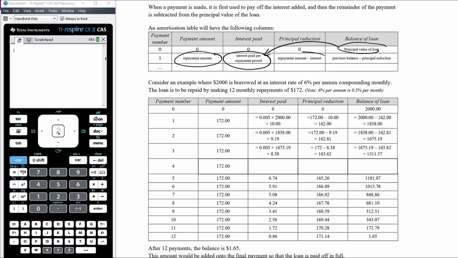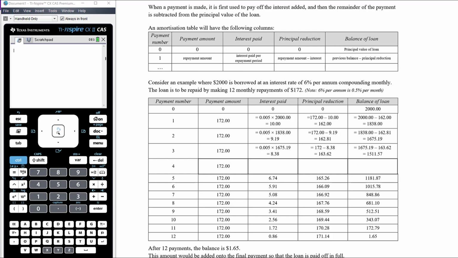And then the principal reduction is going to be how much is actually coming off the balance of the loan. Thinking about the fact that your repayment amount is first used to repay the interest, it will only be the difference between the repayment amount and the interest that's actually going to come off the loan. So you do repayment amount minus the interest, and then to work out the new balance, you take your previous balance and take off the principal reduction to get your next balance.